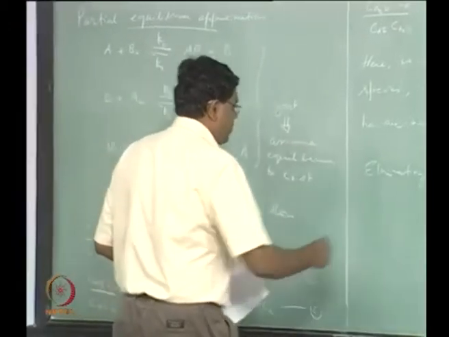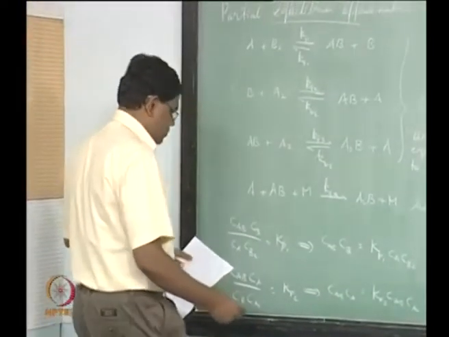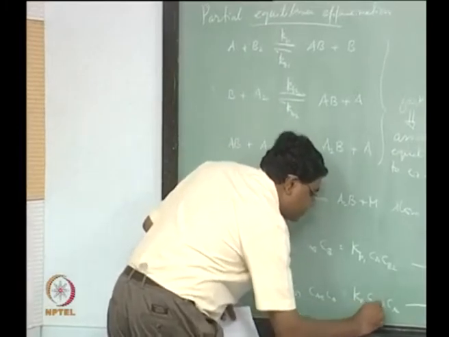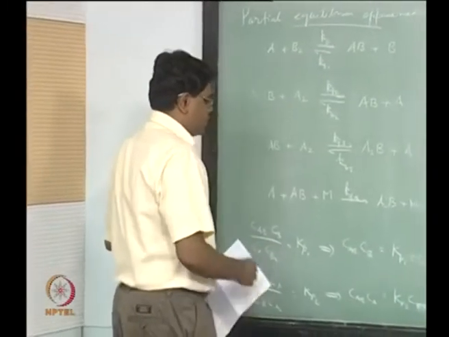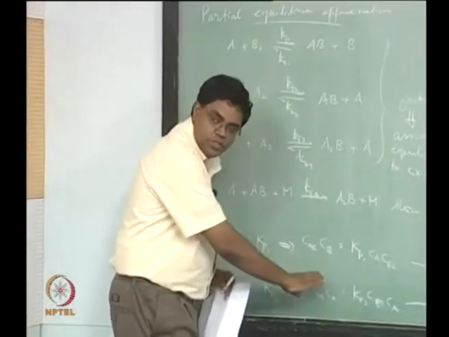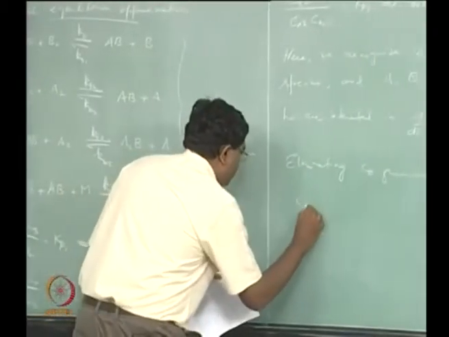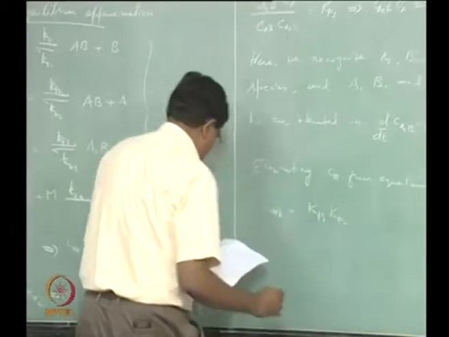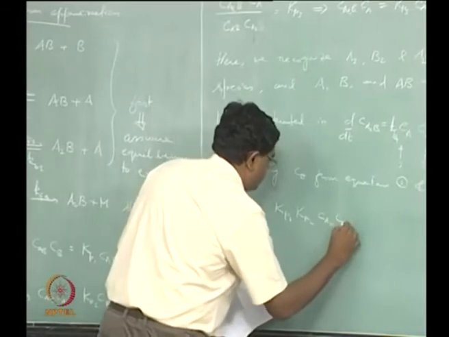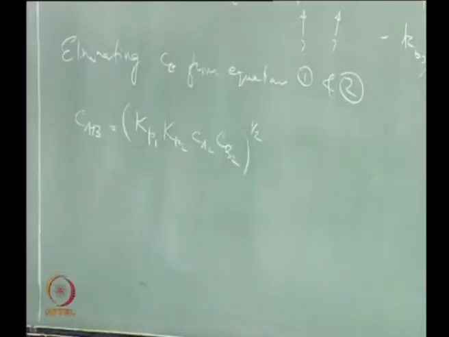So if you now eliminate CB from equations 1 and 2, I'm sorry, here, yes, that's what I was searching for. So we now have this. You can rearrange these things. Don't worry about AB showing up, which is an unknown, but try to eliminate CB. What you get here is then CAB equal to KP1, KP2, CA2, CB2, the whole of the half. You can work out the mathematics, and you should be able to find that this is the case.